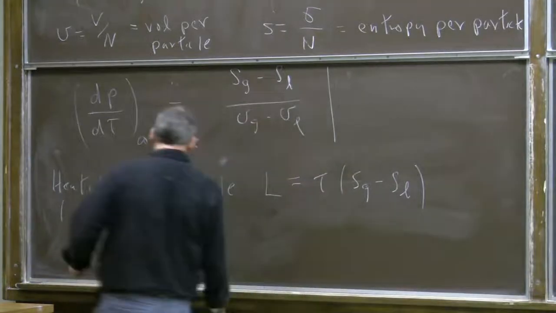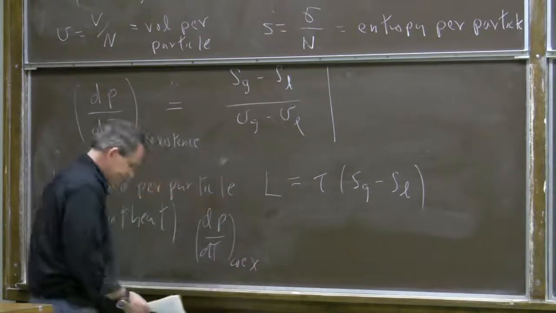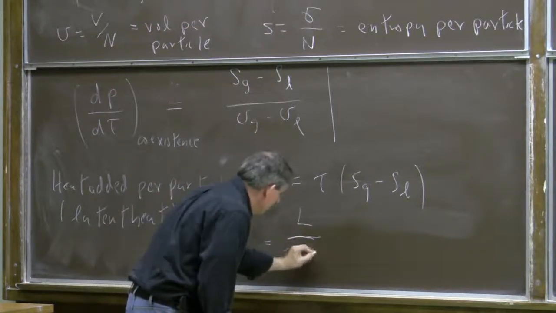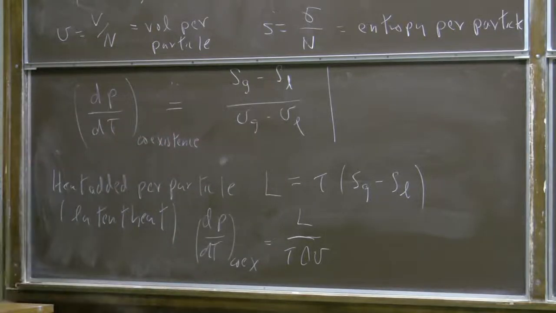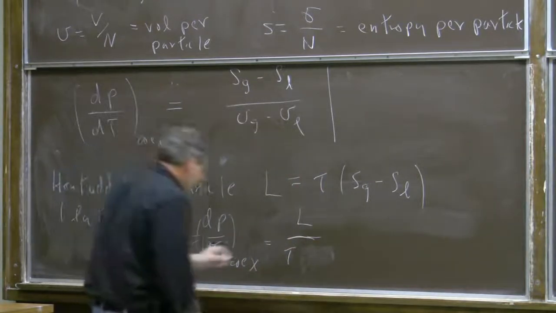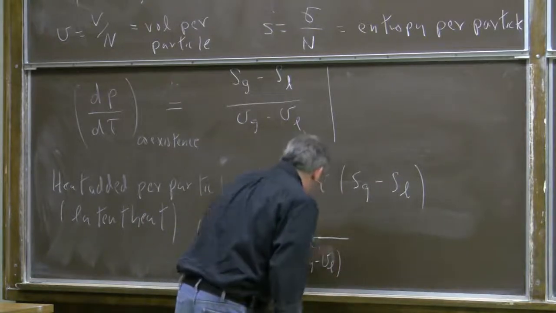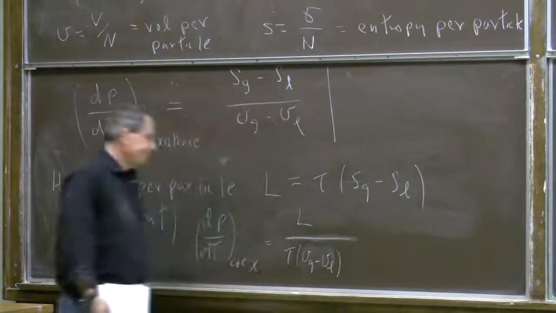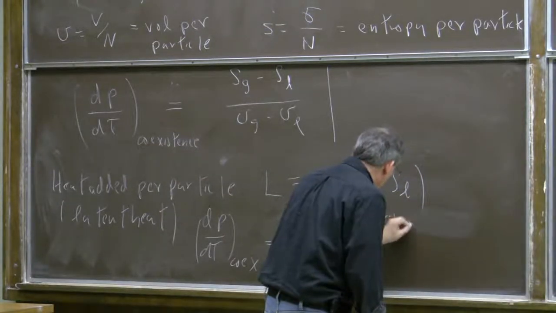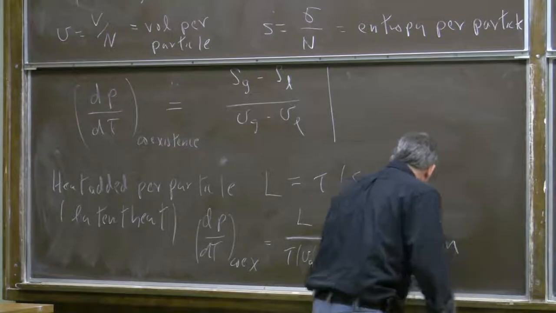So I can write dp d tau along the coexistence curve as a latent heat divided by temperature times delta V, the change in volume per particle. So the sign convention is clear. I should just continue to call it V gas, volume per particle of gas minus volume per particle of liquid. Okay. So this is called the Clausius-Clapeyron equation.